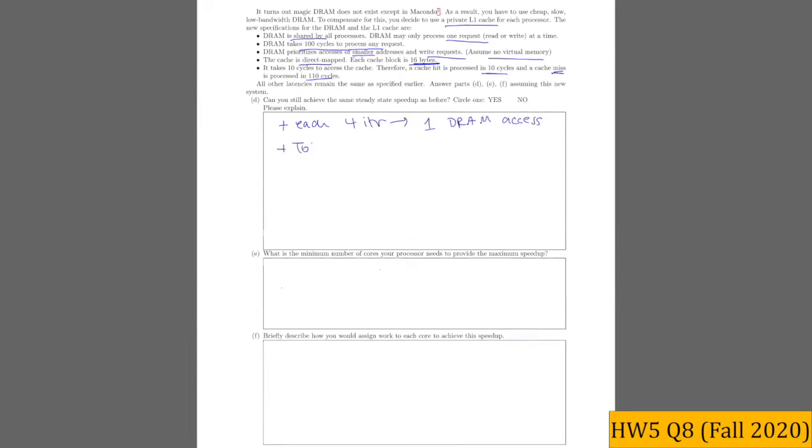And then the total execution time of the serial program would be basically 50 per iteration. So for each 4 iterations, you would have 100 for the DRAM. And among these 12 iteration batches, we need to multiply by 3. So that would turn out to be 900 cycles. If we want the same speedup as before, then we need 12 times the speedup. So each iteration needs to take 75 cycles.